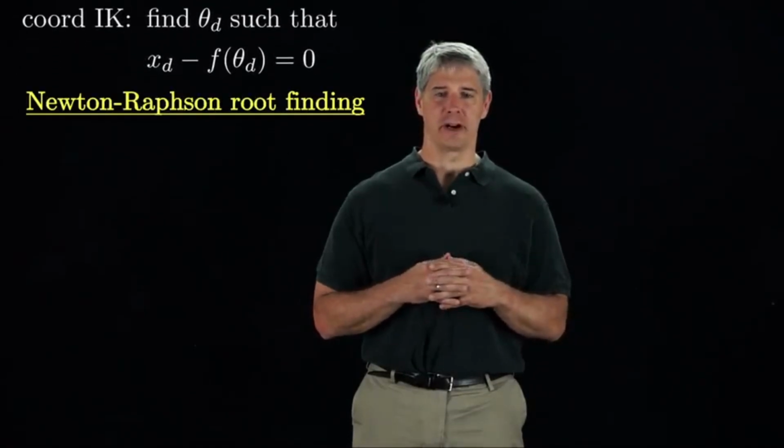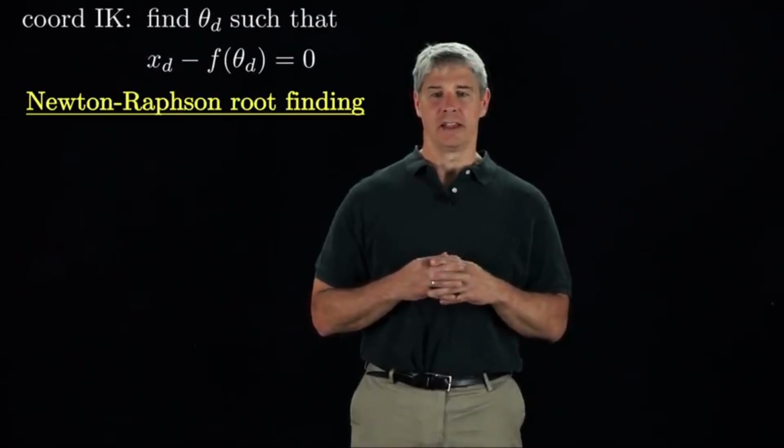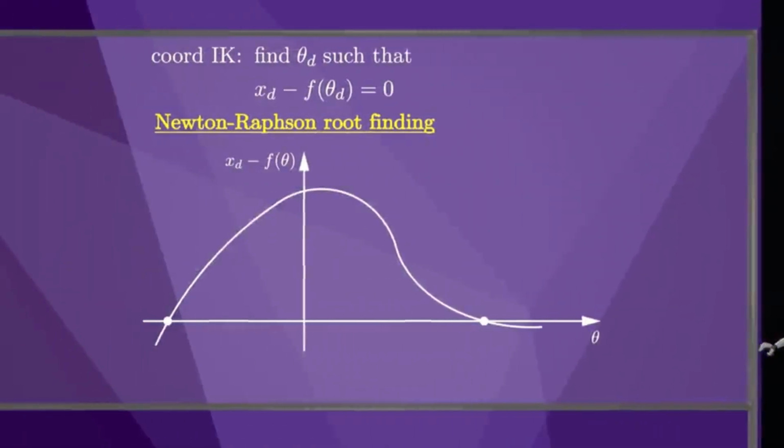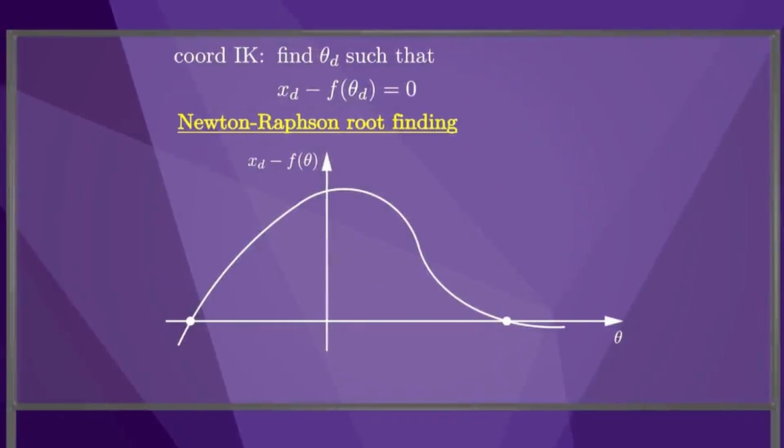To solve this problem, we will use the Newton-Raphson numerical root finding method. In the case that theta and f of theta are scalars, the Newton-Raphson method can be illustrated easily. Here's a plot of the desired end effector position xd minus f of theta as a function of theta. The roots of this function correspond to joint values that solve the inverse kinematics. In this example, 2 values of theta solve the inverse kinematics.